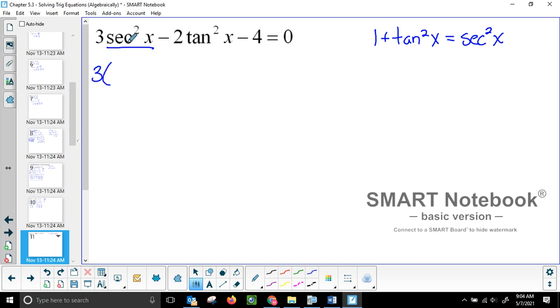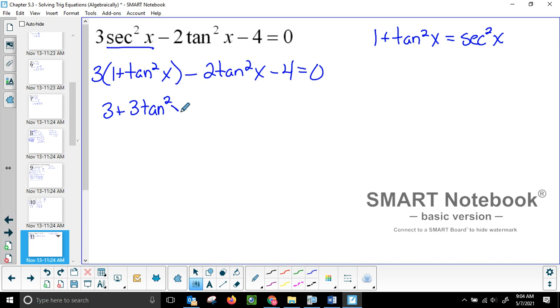So I have my 3. Instead of secant squared x, I'm going to replace that with 1 plus tan squared x. And then I still have my minus 2 tan squared x minus 4 is equal to 0. All right, now I do have to distribute this 3, so do be mindful of that. So now I'm going to have 3 plus 3 tan squared x minus 2 tan squared x minus 4 is equal to 0.